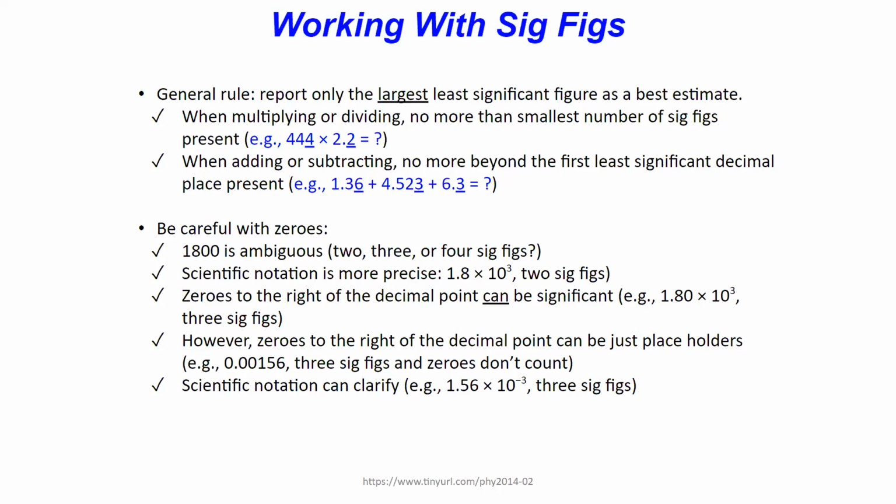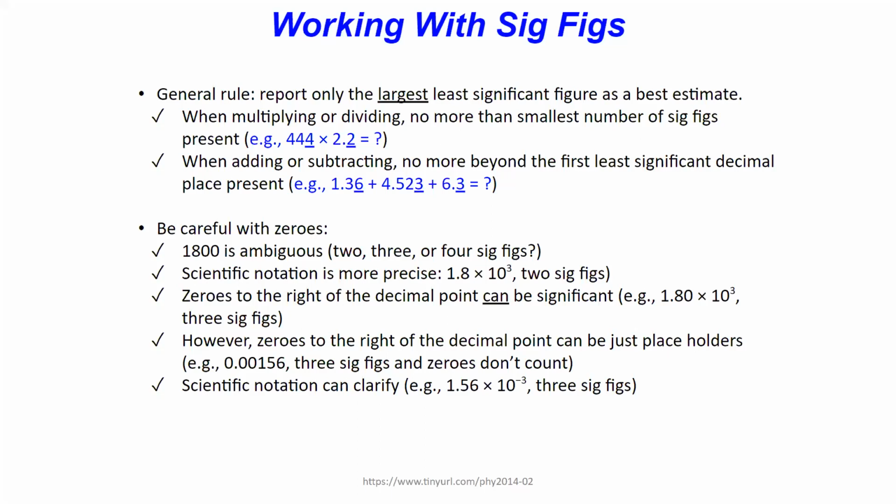The zeros to the right of the decimal point can also be just placeholders. So for example, if there are zeros on this one here, and there's nothing else there, then these are placeholders. These ones do not count as significant numbers, but the 1, 5, 6 there do. So 3 sig figs. And then scientific notation doesn't count, so just 3 there.